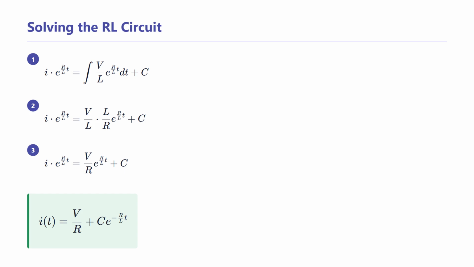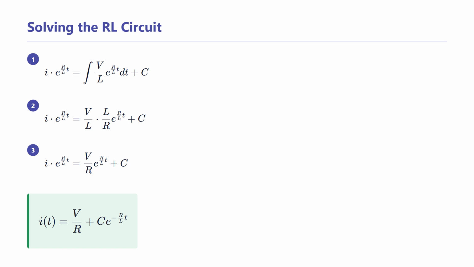Now we plug our integrating factor into the general solution formula to find the current. On the left, we have our unknown current I multiplied by the integrating factor. On the right, we integrate the product of our Q of t term and the integrating factor. Because V over L is a constant, we pull it out of the integral. When we integrate the exponential, we must divide by the constant in the exponent, which means multiplying by L over R. The L's cancel out beautifully.